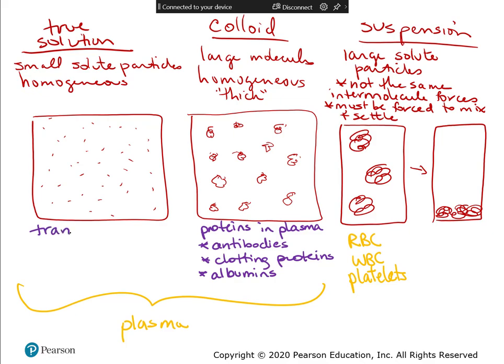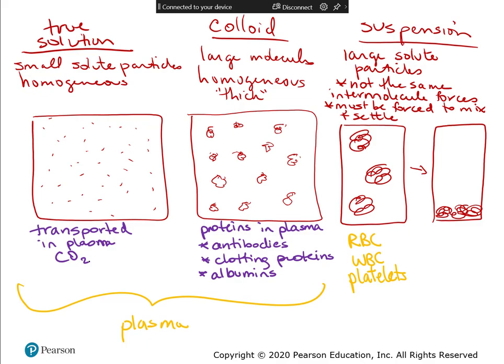Okay, well, oxygen is carried by red blood cells, but the other gas, so you have oxygen and carbon dioxide. Carbon dioxide dissolves in plasma, and it dissolves completely, and it's a small molecule, so it makes up a true solution. What else gets transported in your blood?